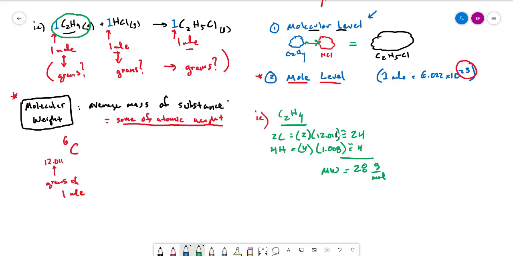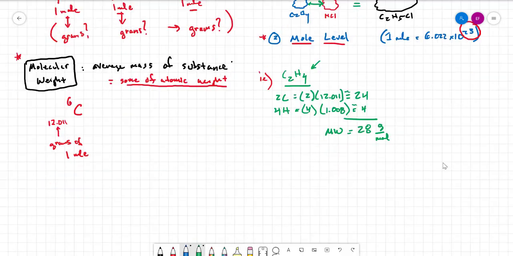Or we could think about this just like we did for the atomic weight, where this would also be the weight of a single C2H4 molecule, but not in grams per mole, in atomic mass units. So a single C2H4 molecule would weigh 28 AMUs, or atomic mass units. If we want to think about a mole of these, which is 10 to the 23rd of them, there would be 28 grams that we would have to weigh out for every 1 mole. Okay, so pretty straightforward.